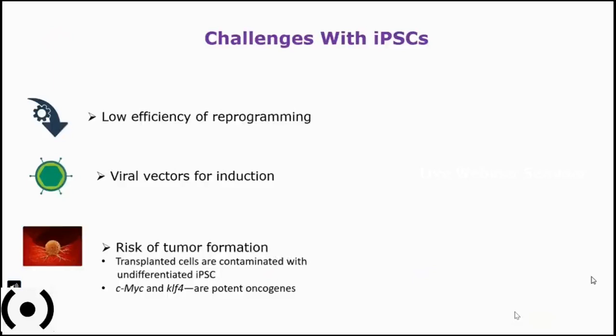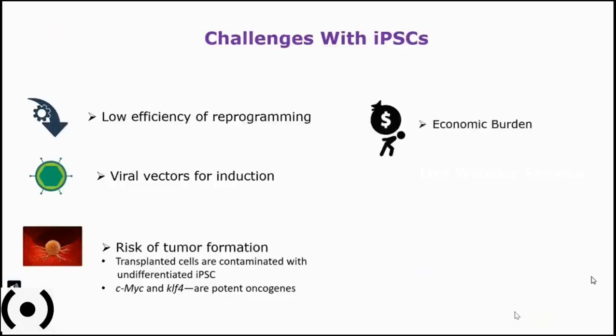Why? Because if you look at the 4 factors, 2 of them, KLF4 and c-MYC, are proto-oncogenes. They are oncogenes. So once you increase the expression of these genes, they will induce tumor formation. This is the challenge. Now scientists are thinking, can we reprogram the cells without delivering c-MYC and KLF4? So without using c-MYC and KLF4, scientists are trying to find ways to reprogram the cells so that there should be no risk of cancer development.